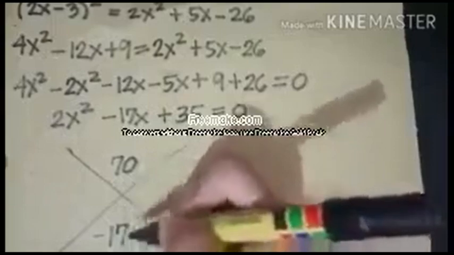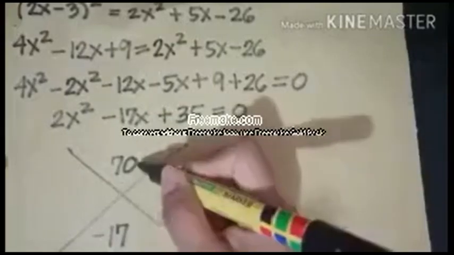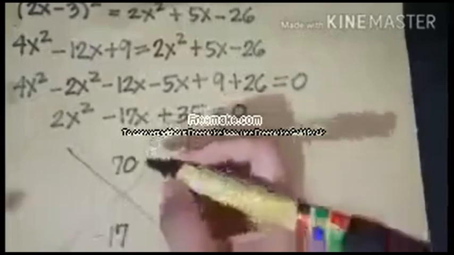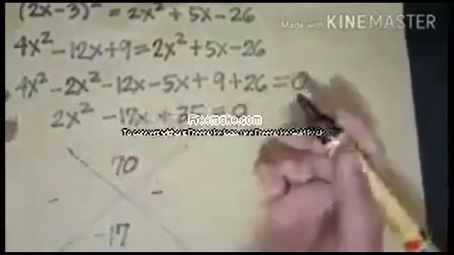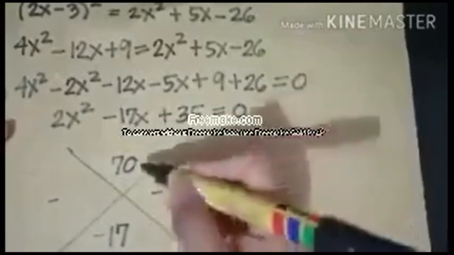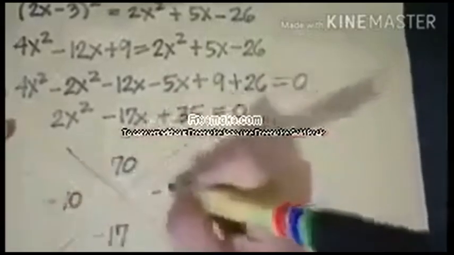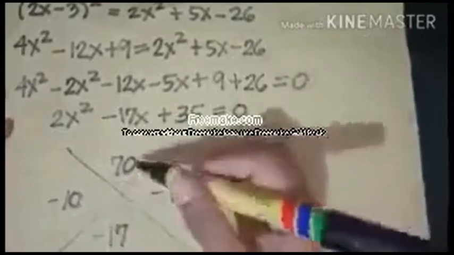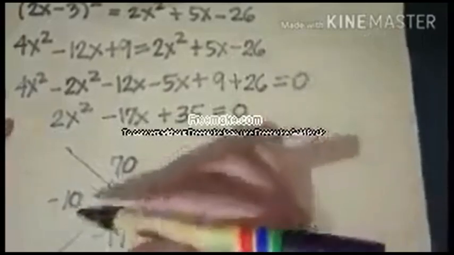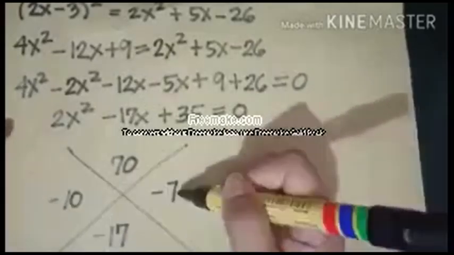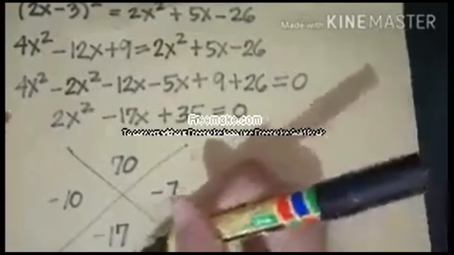Since ang sum natin is negative, and our product is positive, it means that the factors are both negative. So, ano yung mga numbers na yun? So, product of 70, that would give us a sum of negative 17. So, that would be negative 10 and negative 7. So, negative 10 times negative 7 is positive 70. Negative 10 plus negative 7, so you have negative 17.